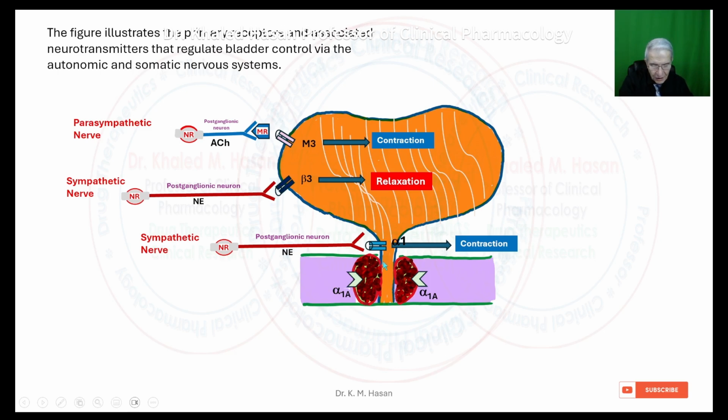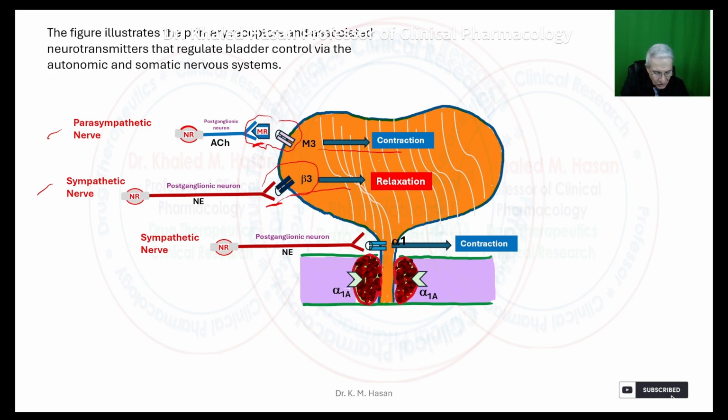Okay, speaking about the receptors, as you can see here, the bladder is innervated by parasympathetic and sympathetic nerves. In the bladder we have the muscarinic receptor M3 and the beta-adrenergic receptor B3. When the muscarinic receptor is activated, the result will be contraction, and when beta-3 is activated, the result will be relaxation.